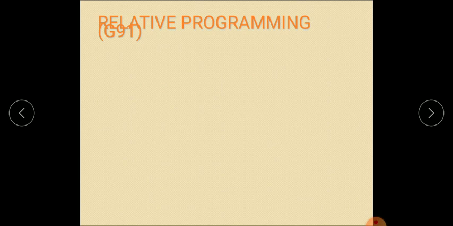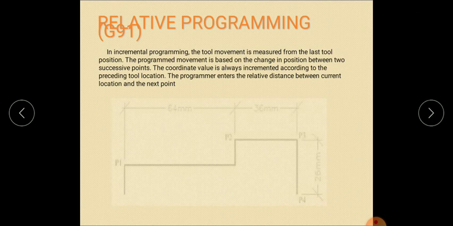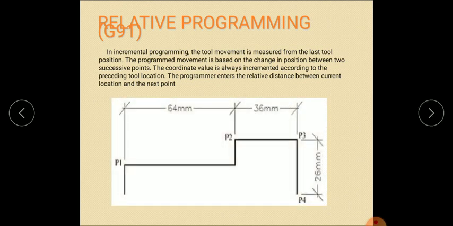Next one, relative programming. Relative programming is identified by G91 in part programming. This is the figure which shows relative programming. In incremental programming, the tool movement is measured from the last tool position. The program movement is based on the change in position between two successive points, that is point 1 and point 2. Incremental programming is nothing but relative programming.